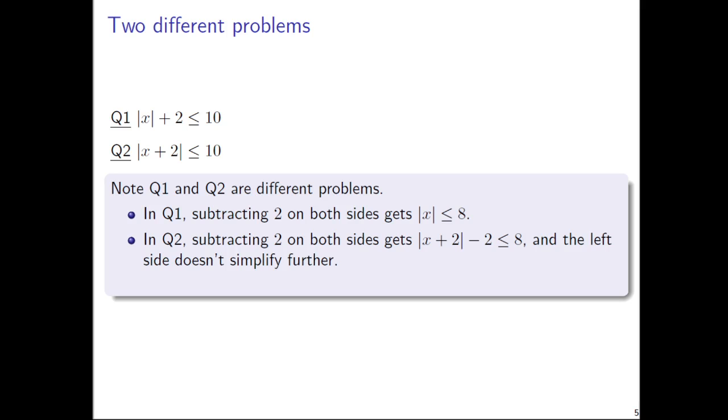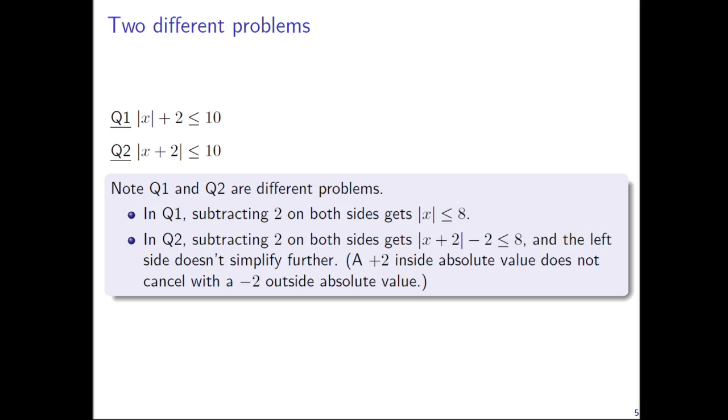In question 1, if you subtract 2 on both sides, you'll get |x| ≤ 8. And in question 2, if you subtract 2 on both sides, well, the left side just looks messy. You get |x + 2|, then outside the absolute value, you'll have a minus 2. And the point really here is that the left side doesn't simplify any further, because a plus 2 inside the absolute value isn't going to cancel with a minus 2 outside the absolute value.